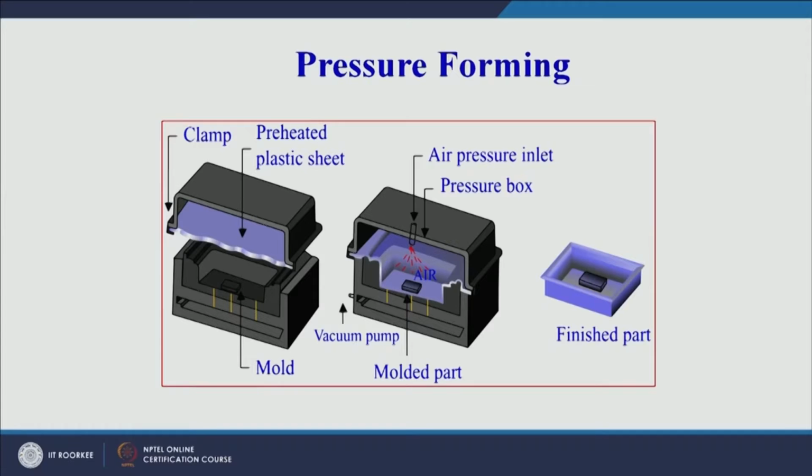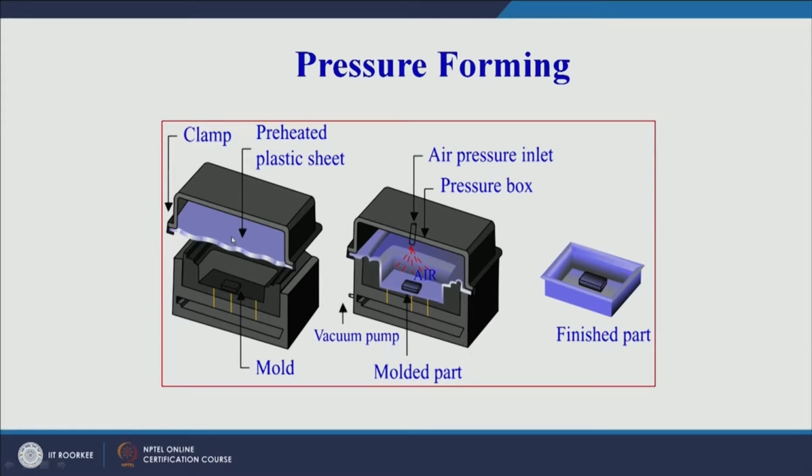The second process that we want to cover today is pressure forming. Here again, on your screen we see a diagram. In the diagram we can see there is a clamp. The clamp will fix the two parts of the mold. There is an upper mold part and a lower mold part. On the screen you can see this sky blue color sheet is the preheated plastic sheet. So in this case we will have a preheated plastic sheet.